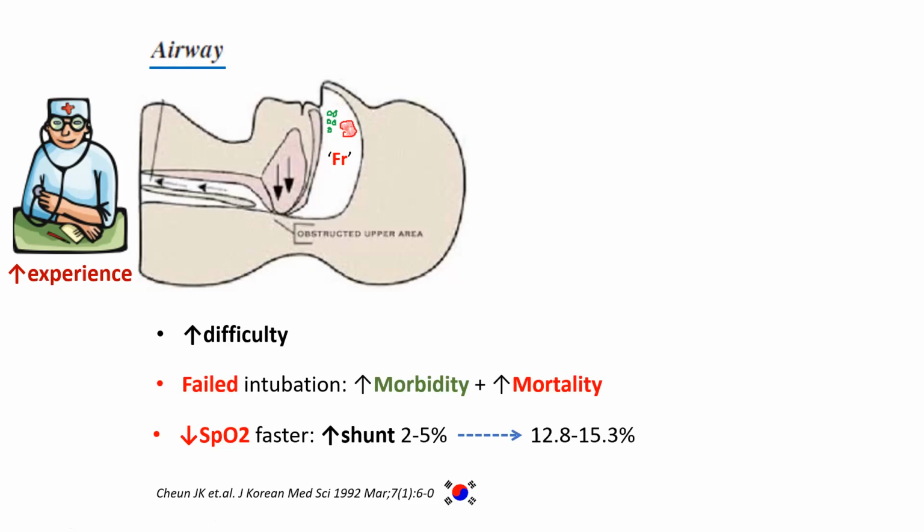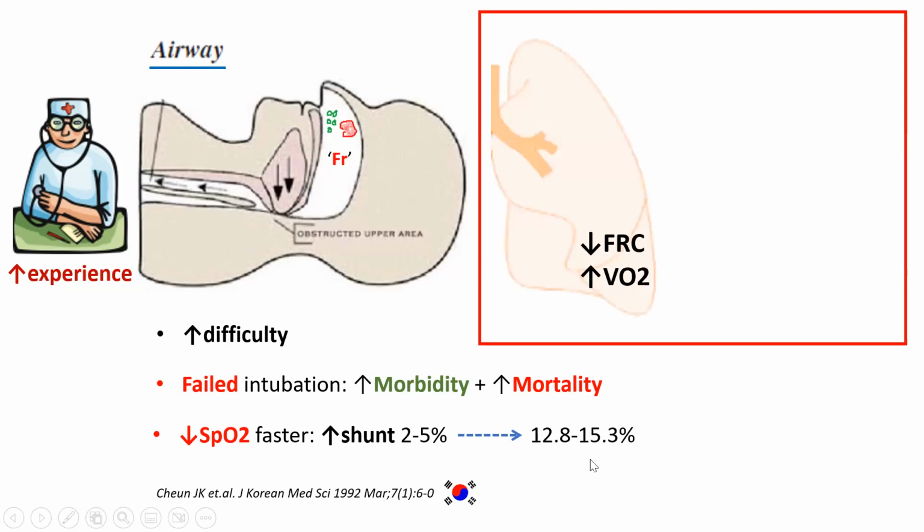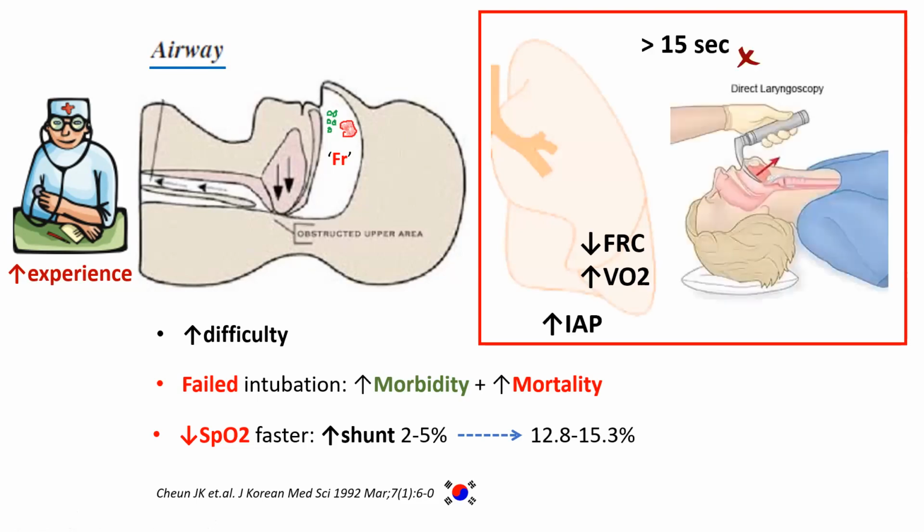And studies have shown that they desaturate very fast. As I said, there will be a precipitous drop in oxygen, increase in carbon dioxide with failed metabolic compensation because of whatever physiological changes. And it is shown that there is increase in the shunt fraction from 2 to 5% to 12.8 to 15.3% in pregnancy. And FRC is low, oxygen consumption is high, and there is increase in the intra-abdominal pressure. All this makes intubation more challenging and difficult in pregnancy.